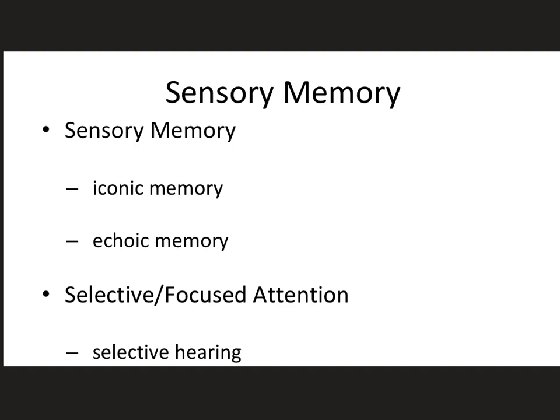Your sensory memory, there are two main types of sensory memory, iconic and echoic. Iconic is going to be sight, so things that you see. Echoic is going to be things that you hear.